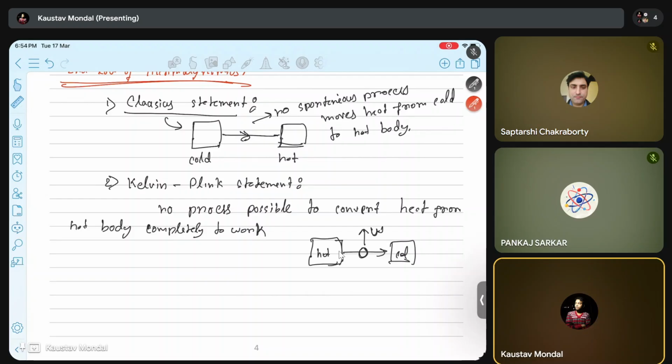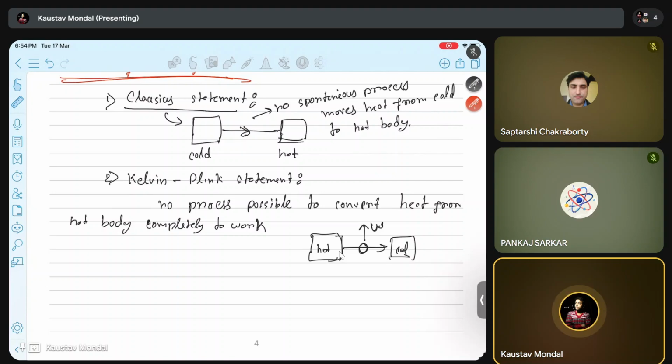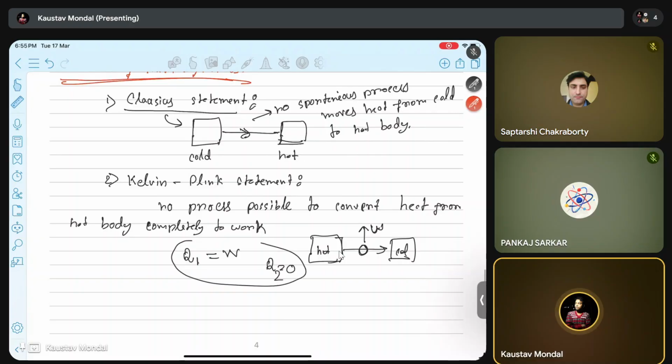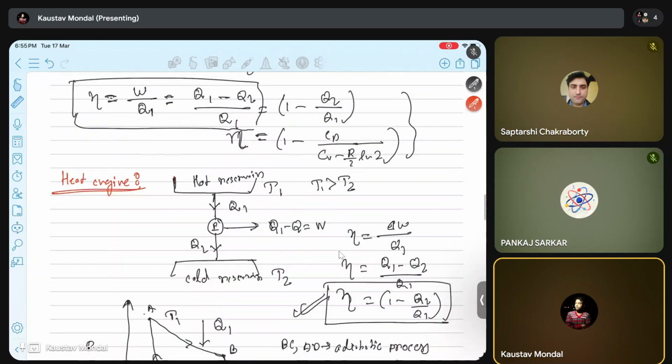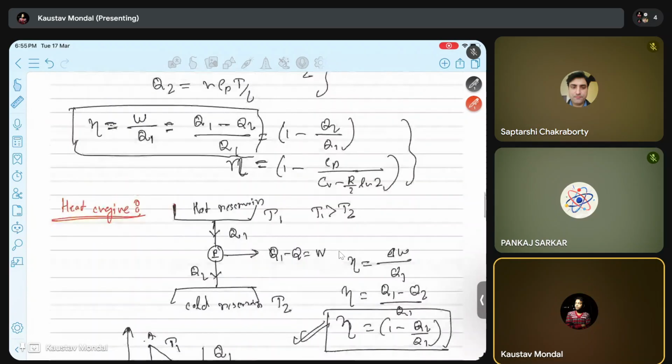Now according to the Kelvin-Planck statement, it is not possible that the heat Q1 pulled out from the hot reservoir is entirely converted into work. Then Q2 would basically become zero, right? So this kind of thing is not possible. You cannot simply put the entire heat into work done.